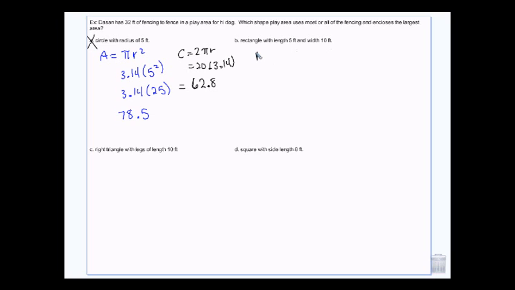A rectangle with a length of 5 and a width of 10, well, that perimeter would be 30. So we'd use most of the fencing, and our area would be 50. So that's practical. If I do a right triangle with legs of length 10 and 10, I can find the area easily enough.